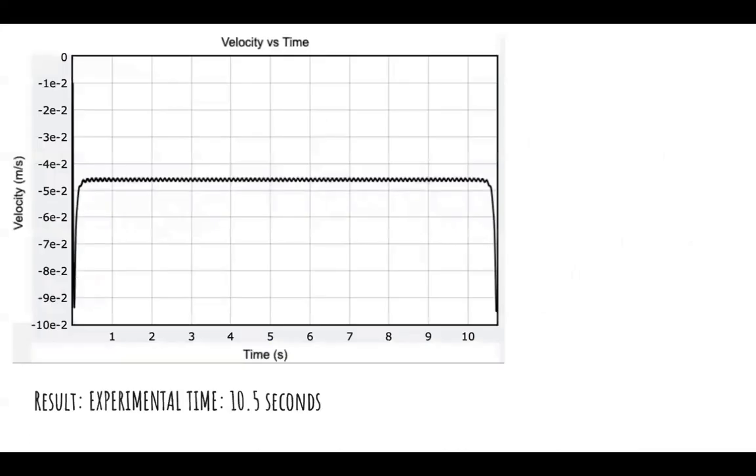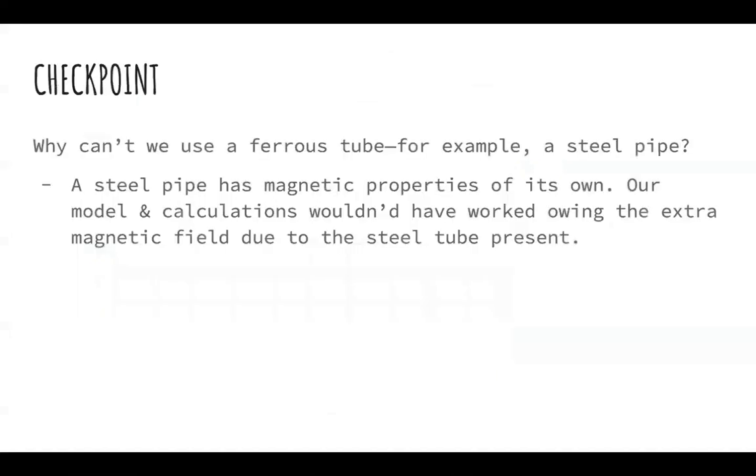So this is what we get. After around 0.5 seconds, it gets to its terminal velocity and it stays there. And then as soon as it leaves the tube at 10.9 seconds, it just goes down, which basically means that as soon as it leaves the tube, the force from the EMF is not really taking part in changing the velocity.